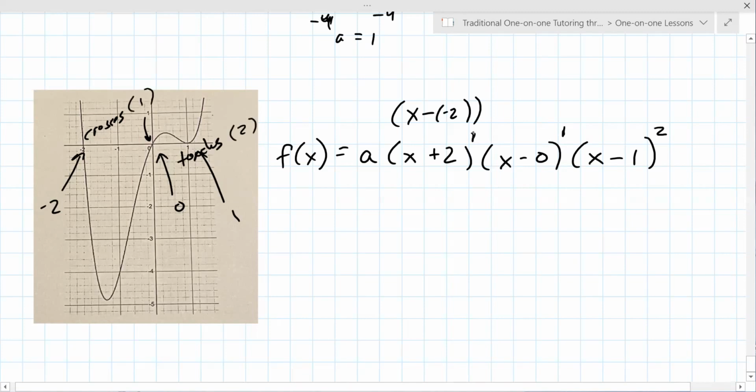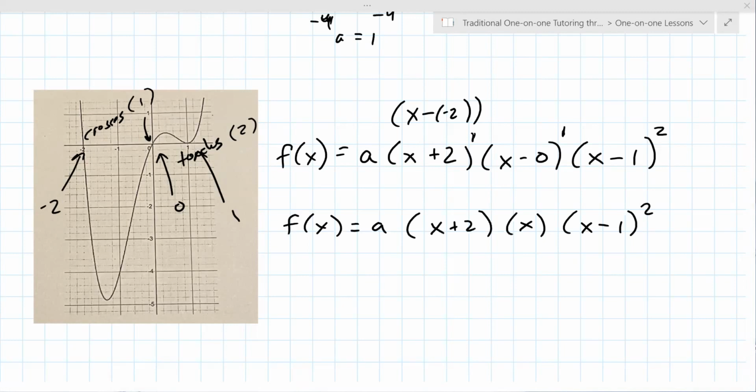So the rest is, you know, you're kind of done here. This one may or may not have an a, but we'll just do this. It's x plus 2, x minus 1 squared. Okay, so let's look at another one here. I think this one will be clearer.